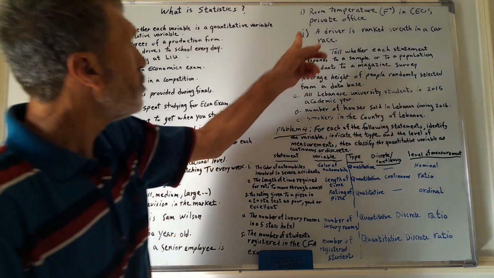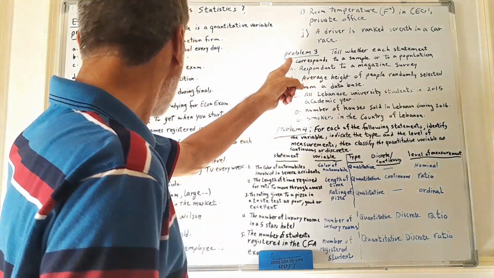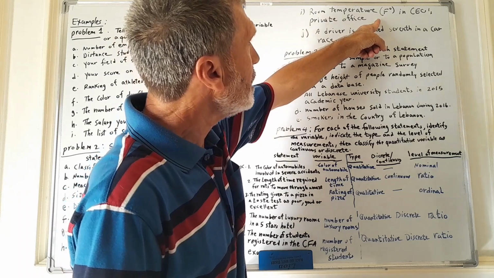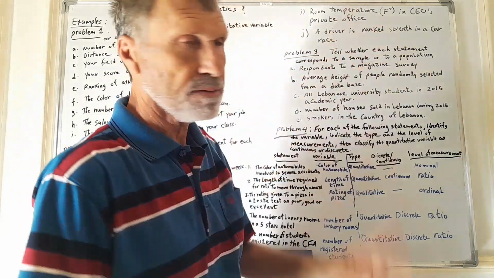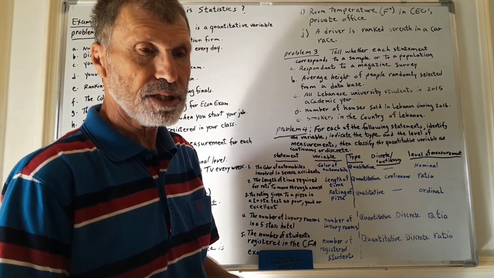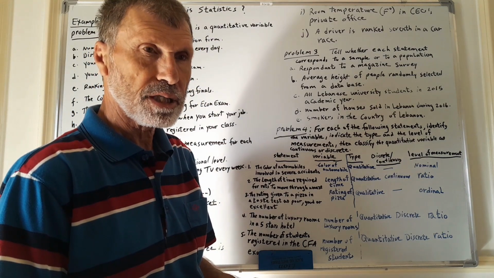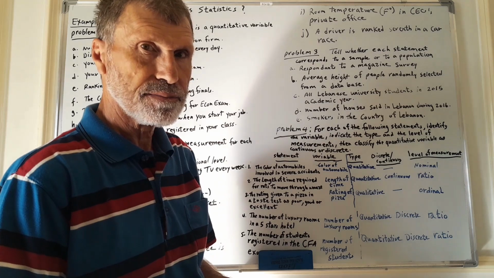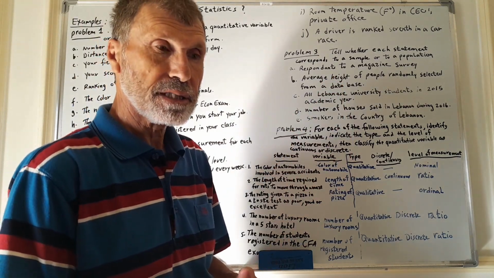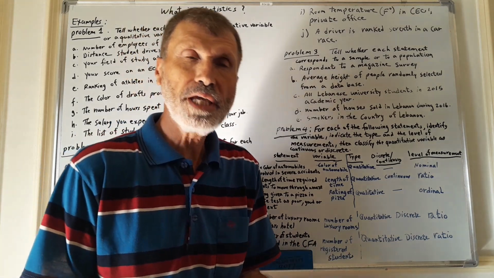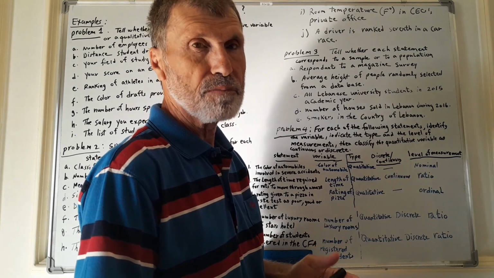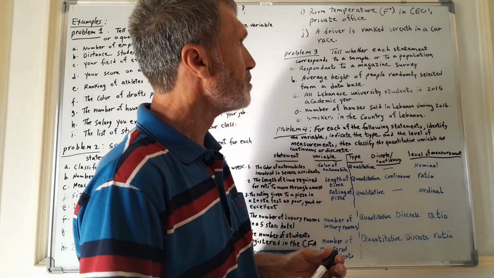Now we move to, we're still here, room temperature in the CEO private office. Room temperature, of course, this one is interval. Temperature is an example of interval. Okay? 0 temperature does not mean the absence of heat. So it is an interval type of level of measurement.